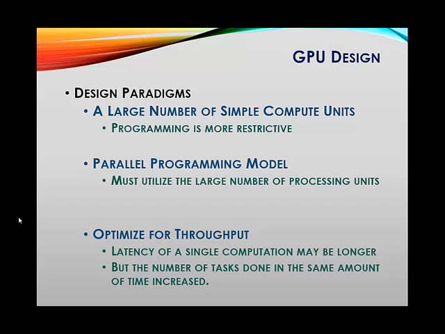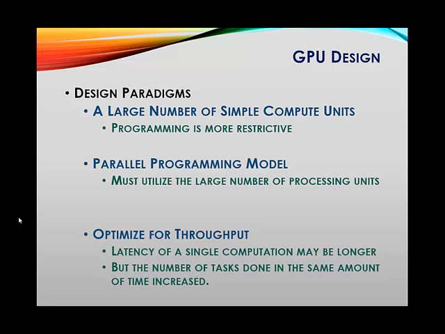In order for us to be able to do this, to bring in the large number of simple compute units, they need to be simple, which means that programming these compute units is going to be more restrictive. We cannot do massive complex operations on them, rather very, very simplified operations. And then we utilize a parallel programming model.